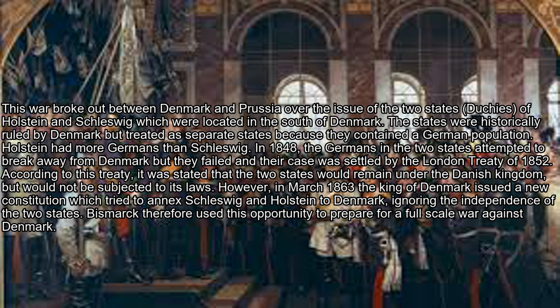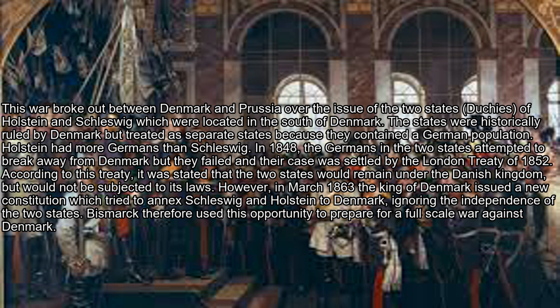This war broke out between Denmark and Prussia over the issue of the two duchies of Holstein and Schleswig, which were located in the south of Denmark. The states were historically ruled by Denmark but treated as separate states because they contained a German population. Holstein had more Germans than Schleswig. In 1848, the Germans in the two states attempted to break away from Denmark, but they failed, and their case was settled by the London Treaty of 1852.